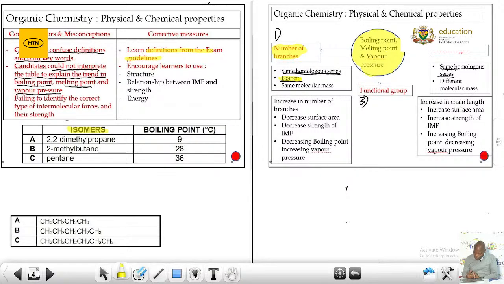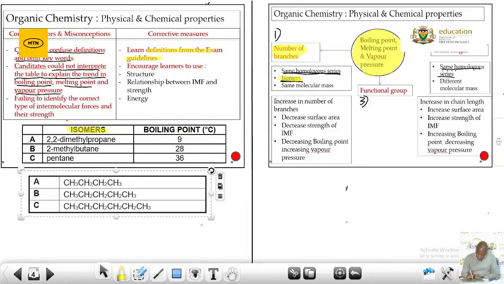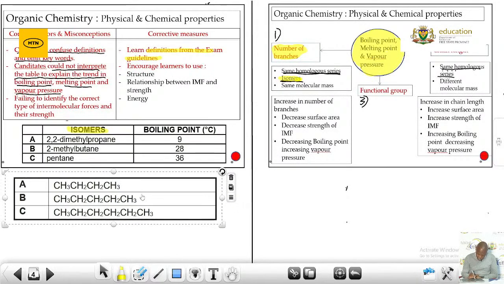I will be in a position to associate the different boiling points with the strength of the intermolecular forces. So the emphasis is: look for what the examiner is asking for. Look for the factor that the examiner is asking for. Now let's quickly bring this one forth also. This one will explain the chain length.